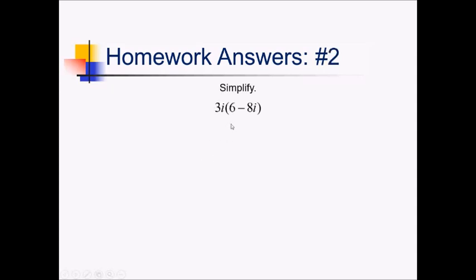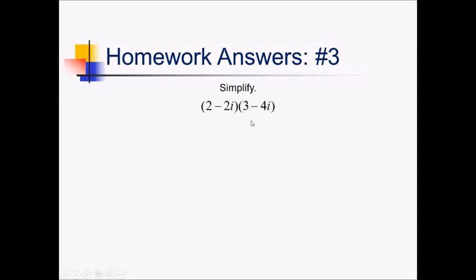To simplify this problem, we just have to distribute the 3i to this parentheses, and then simplify any powers of i that are higher than 1. So 3i times 6 gives us 18i. 3i times negative 8i, that's going to be negative 24i squared. Since i squared is really negative 1, this second term is really a positive 24 because you're doing negative 24 times negative 1. So we can write then 24 plus 18i, and by convention we always write the real number first.